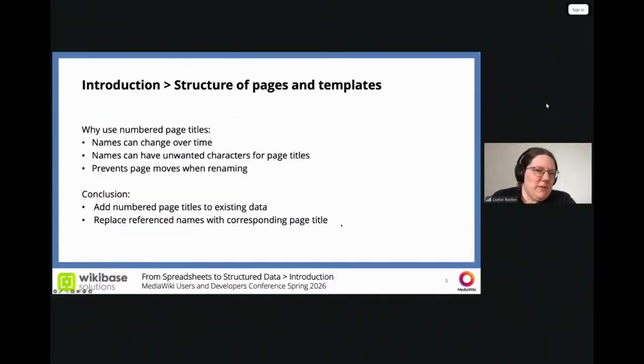So a couple of reasons why we would want to use the numbers in the page titles instead of just using the person and company names is that the names could change over time, and names sometimes have characters that don't work well in page titles. So you might have problems in some rare cases with creating links to them. And you also don't really want the users to move pages when they have to change the name of a company, because that might cause issues with, for example, Semantic MediaWiki properties.